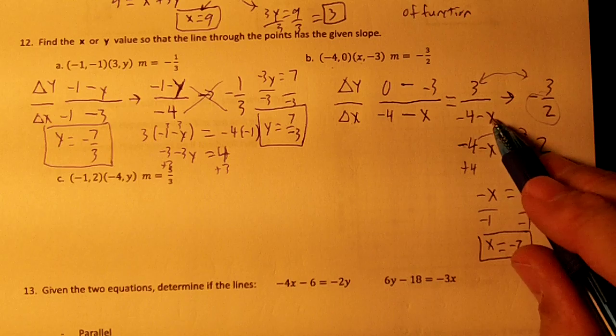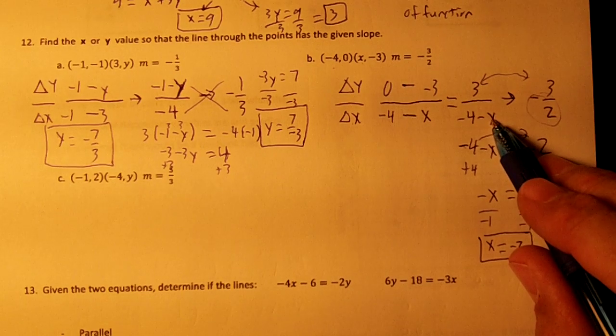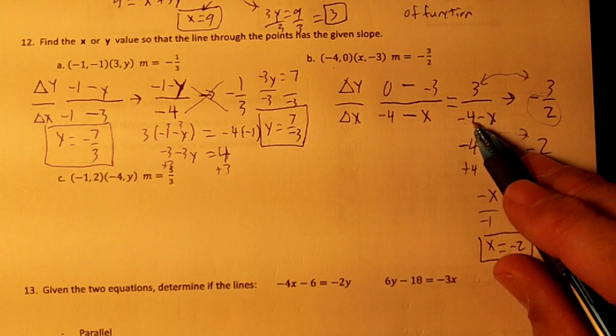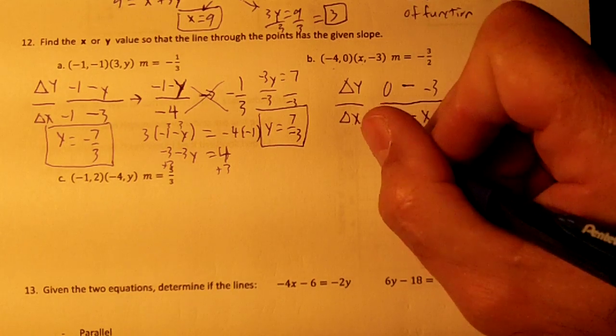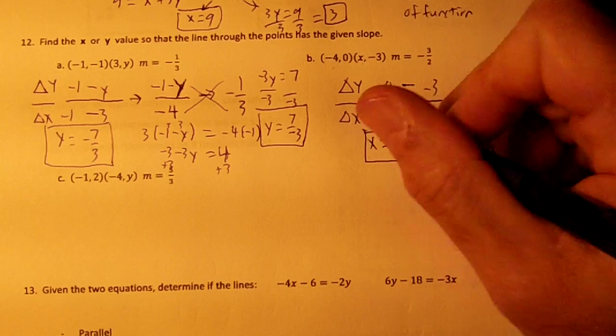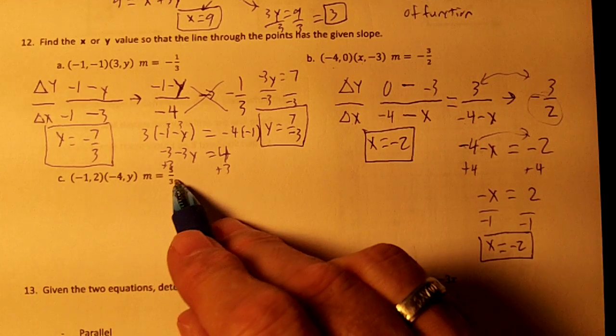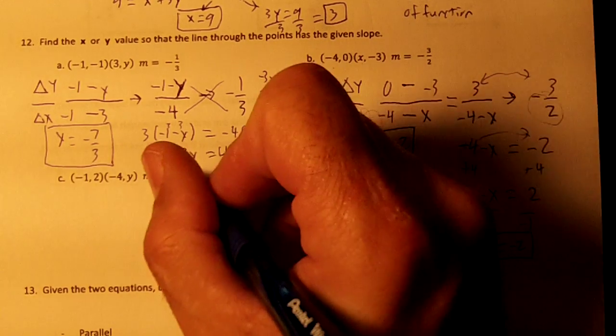So if we were to put -2 right here, we would get -4 plus 2, which would be -2, and it would turn out to be -3 over 2. So x is going to be -2 on this one. And our last one. Okay, we want it to be 5 over 3, it looks like.